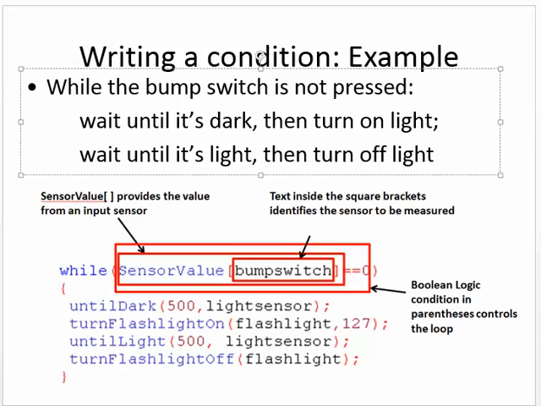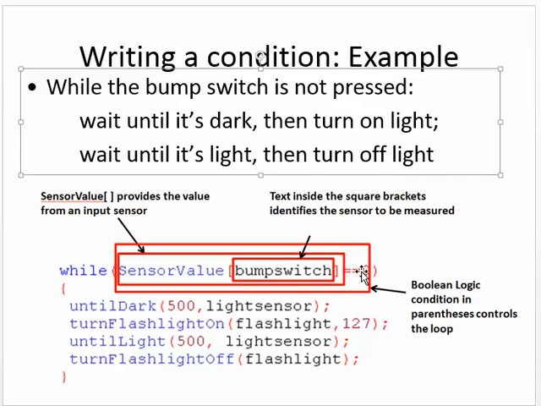Here's an example of writing a condition with a while loop. Here's our pseudocode up at the top, and I've highlighted that. While the bump switch is not pressed, wait until it's dark, then turn on the light. Wait until it's light, then turn off the light. So here's what's going to happen. While, and then we had to tell it what our condition was. The sensor value. Which sensor value? The bump switch is equal to 0. That means it's not being pressed.